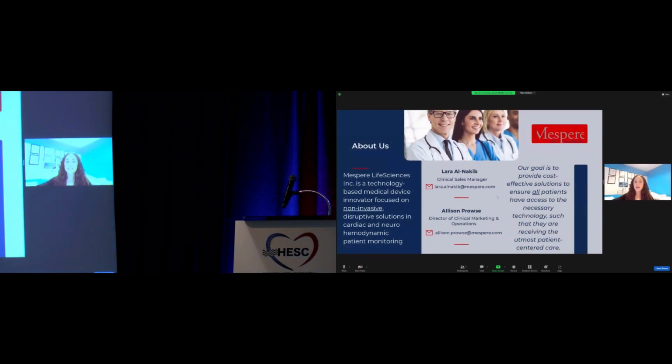So my name is Lara Al-Nakib, and I am the Clinical Sales Manager here at Mespure Life Sciences. A little bit about the company. We are a technology-based medical device innovator, and we're looking to really disrupt the market with our non-invasive solutions in primarily cardiac and neurohemodynamic patient monitoring. Our goal is to really provide a cost-effective solution to ensure that all of our patients do have access to the necessary technology so that they're really receiving the utmost patient-centered care.